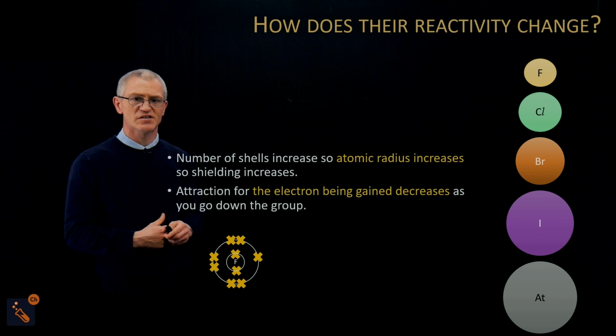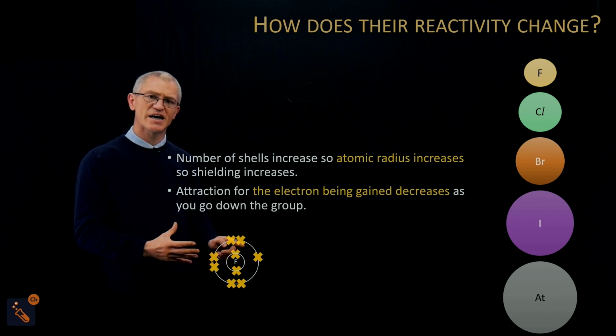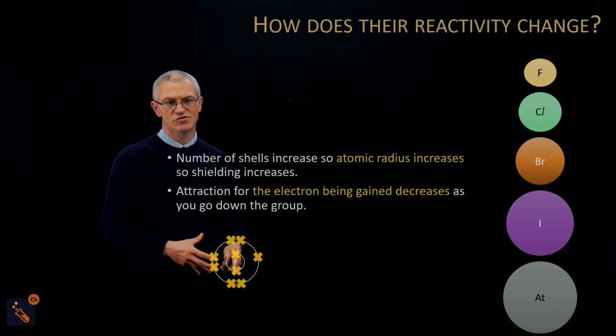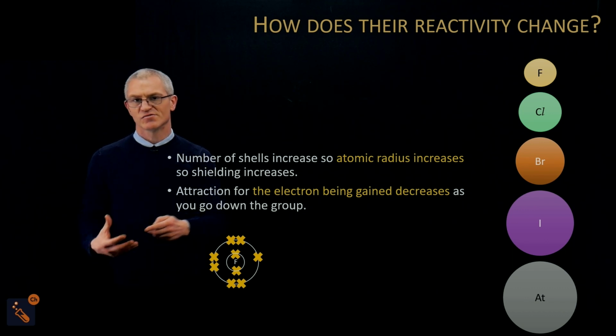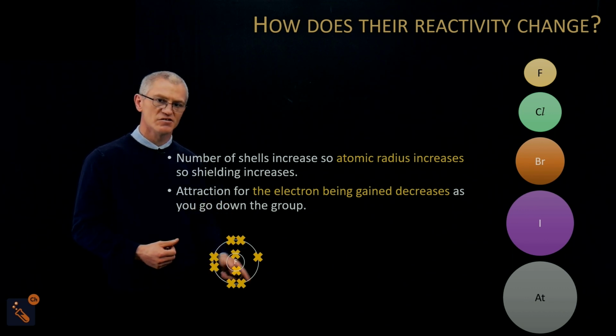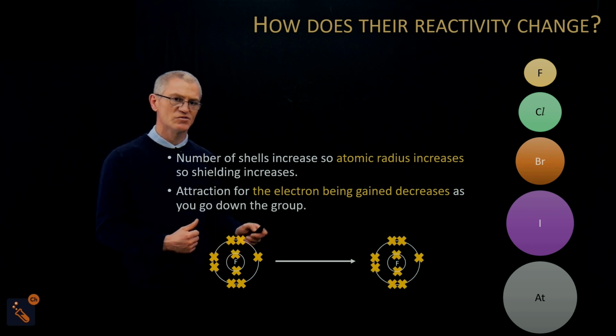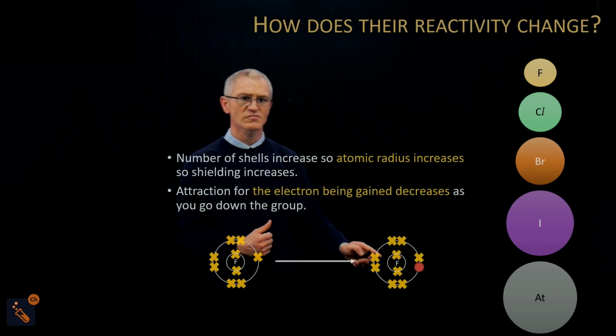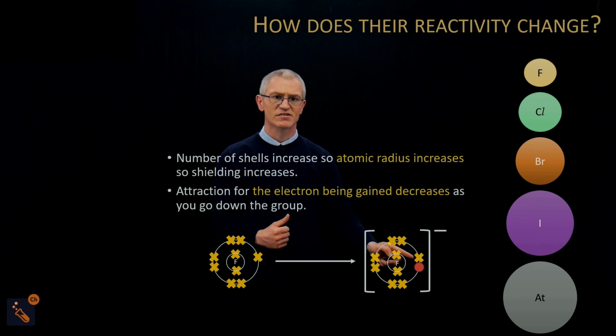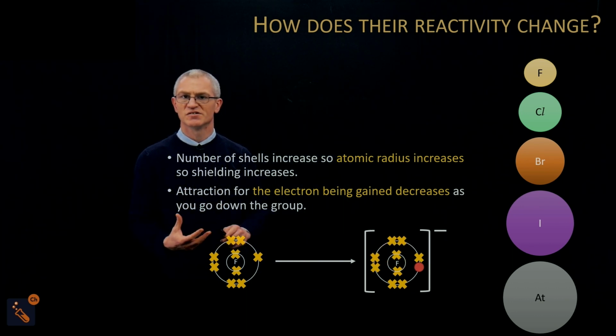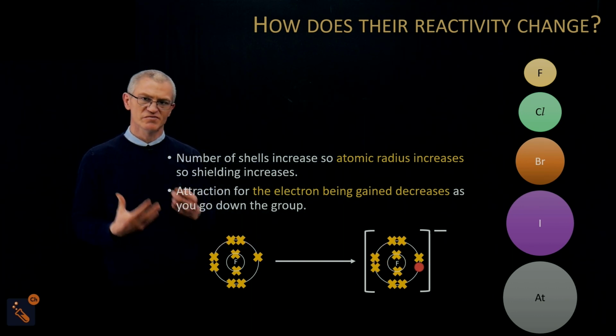So let's have a look at that. So we've got a fluorine atom here. And to react, it's going to want to gain an electron. And for example, metals to react would lose an electron. So here, it's going to gain. So what we're going to do is we're going to get it to gain. So it's the ease with which that electron right there is gained. That's the important thing. How easy is it for it to do it? How readily does it do it or not?